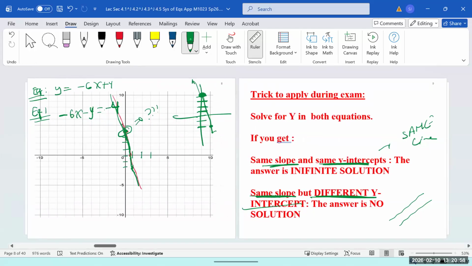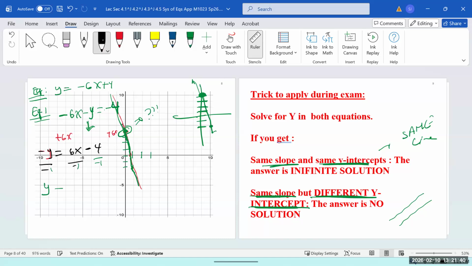So let's see what happens. You add the 6x to both sides, you get negative y equals 6x minus 4, divided by negative 1. You get y equals negative 6x plus 4.